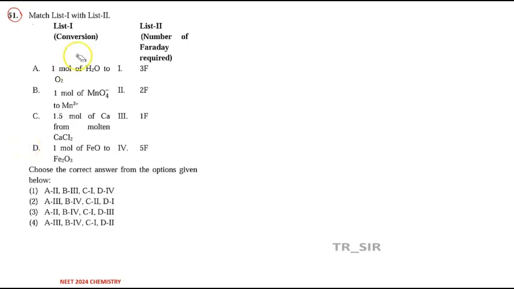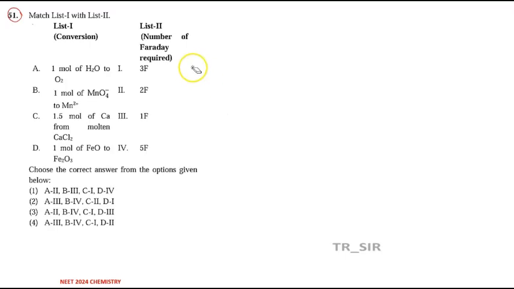Hello students, question number 51 from NEET 2024. In NEET 2024, there were 50 questions, so our chemistry questions run from 51 to 100. Now we're discussing question number 51.